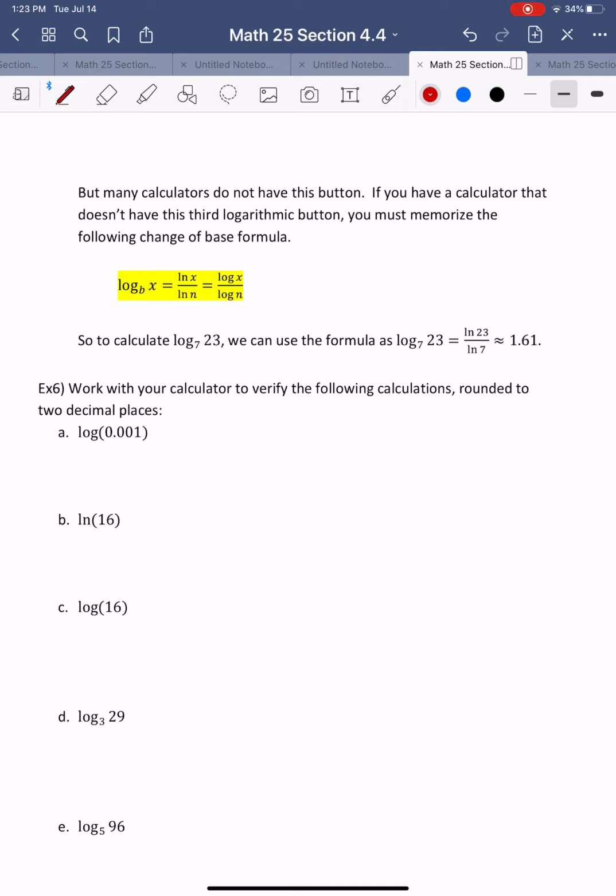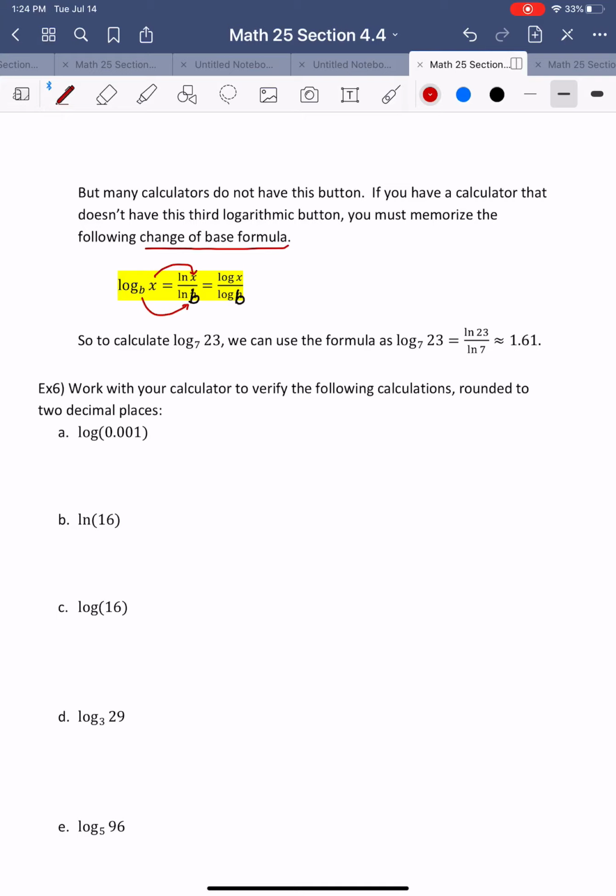If you have a calculator that doesn't have a third logarithm button, you must memorize the following change of base formula. When you have log base b of x, there's a typo here, this must be a b. You can choose any log, but you have to use the same log in the numerator and the denominator. Then you split x and b, with x on the top and b on the bottom.